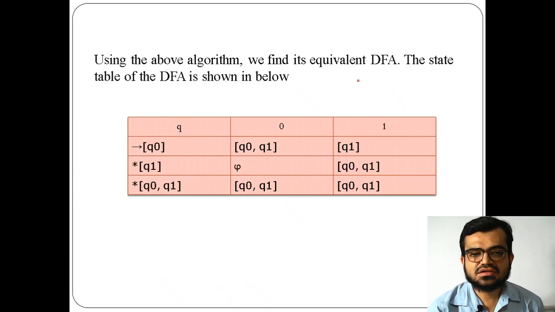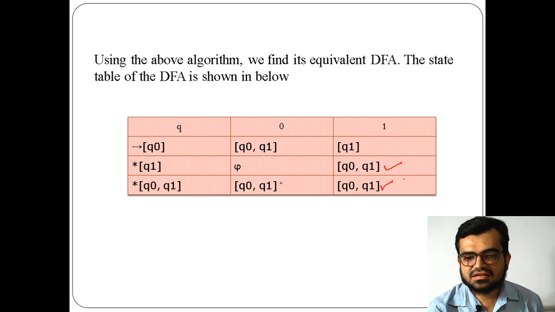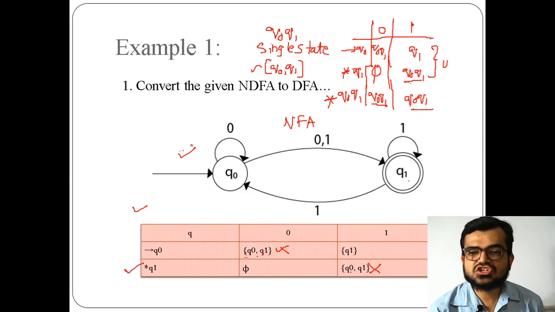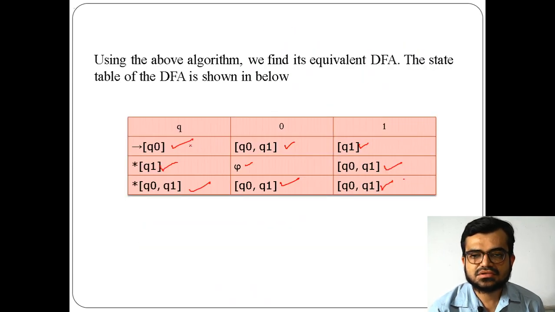If you see this, the same thing which I did here is being performed. Now you can see [Q0, Q1] is a single state, this is also a single state, this is phi, and this is a single state. How many final states did we get? This is a final state and this is another final state, and this is my initial state. The same thing which I mentioned is reflected here. And this is the transition table for the given DFA.